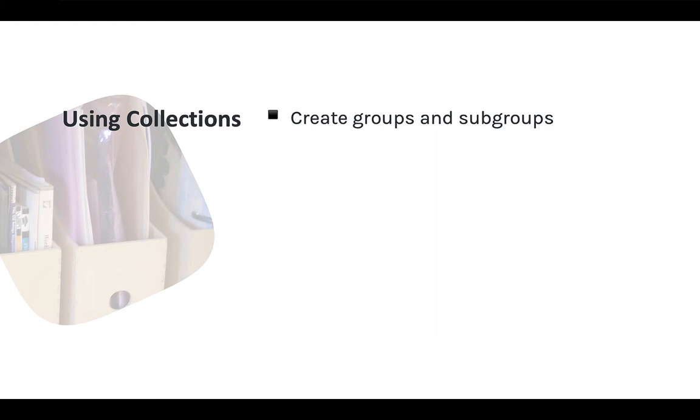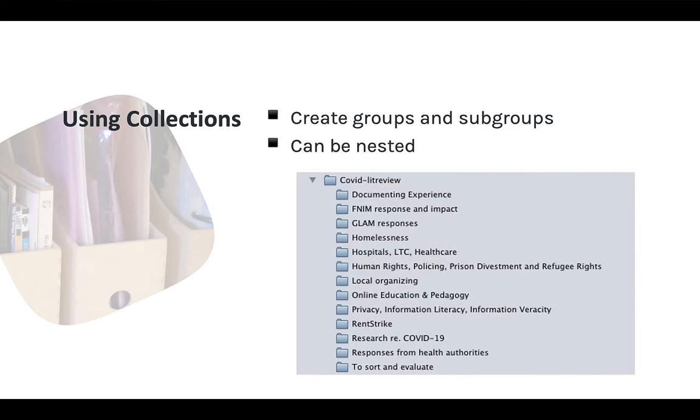Collections are used to create groups and subgroups for organizing your library. You can use them to create hierarchies for items since they can be nested together. They look just like folders in the Zotero interface, and that model is familiar to people who are used to organizing files and folders on a computer. They're a little bit different in Zotero, but we'll get to that in just a moment.